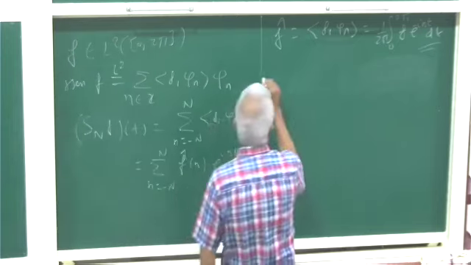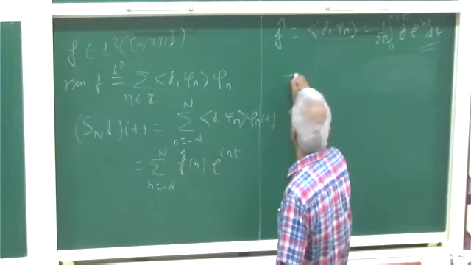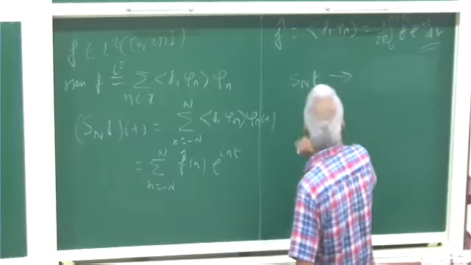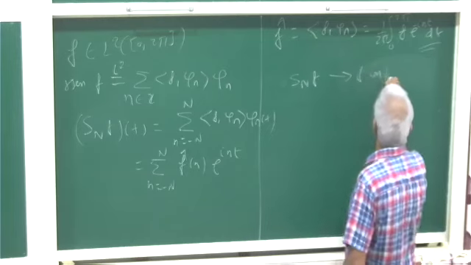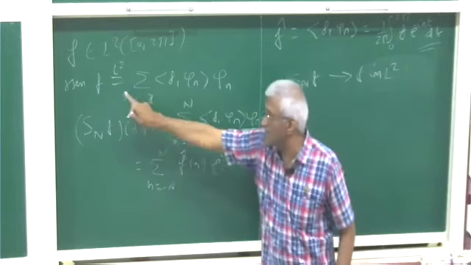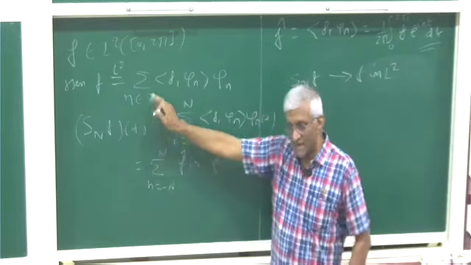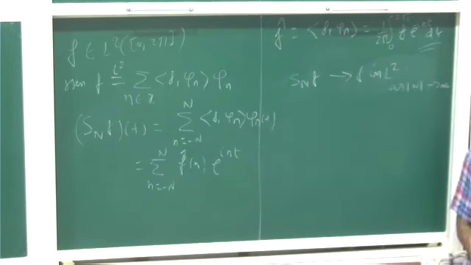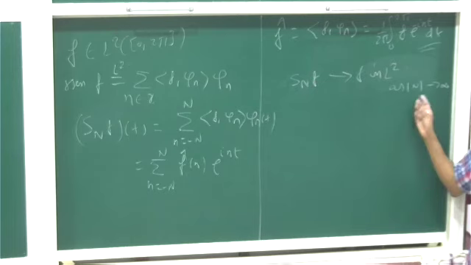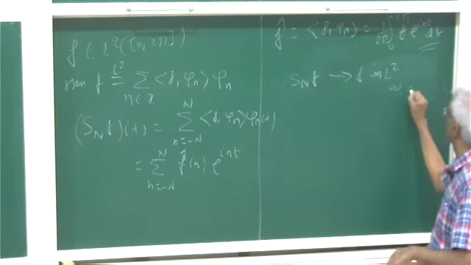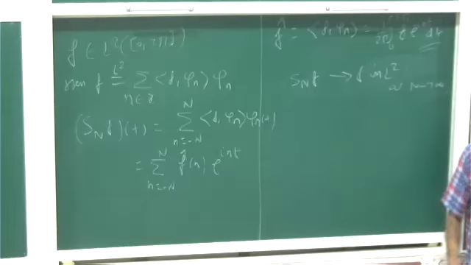Then the orthonormal basis property says that S_n f converges to f. This says that S_n f, which is just a summation, converges as mod n goes to infinity, that is, going to infinity on both sides. Here there is no modulus because we are taking the sum from minus n to n. So yes, this is enough.